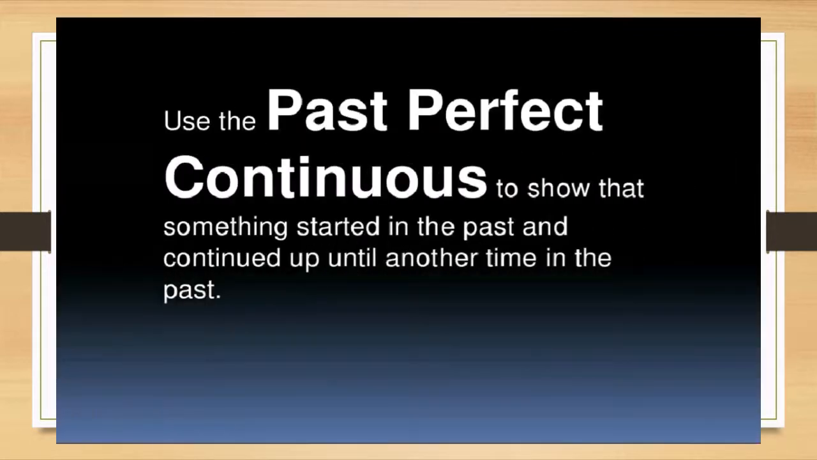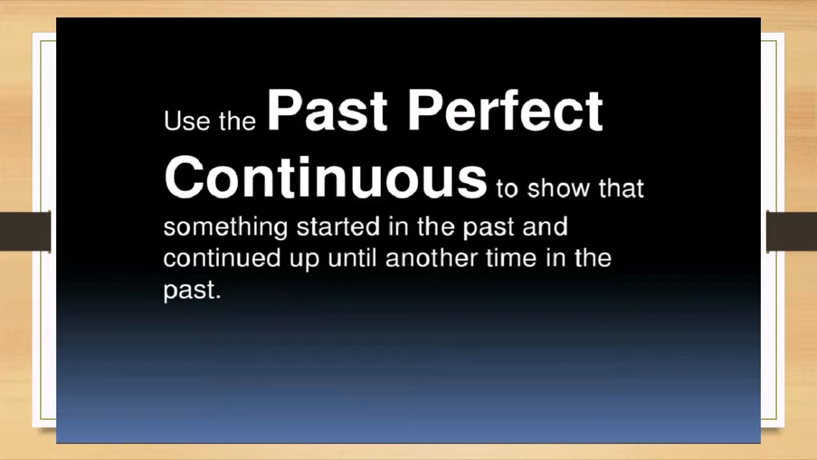Okay. Now, third type of past tense. Okay, no, third I have already explained. Now this is the fourth. There are four types of past tense. Three are explained already. Now this is the fourth.